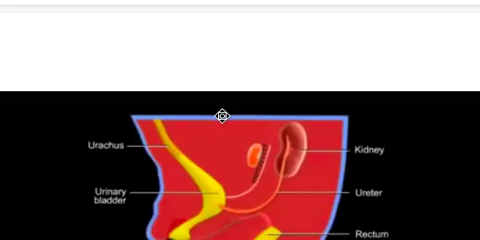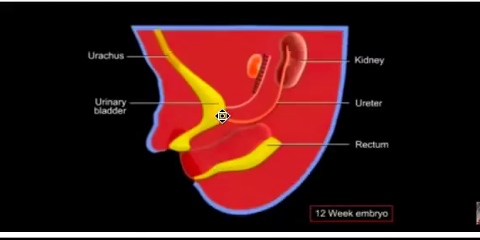Then during the 12th week, the embryo shows that the kidney is ascending up and the gonads descend down, and both open commonly into the urinary bladder, and then they have a common opening outside the body, while this is the rectum.